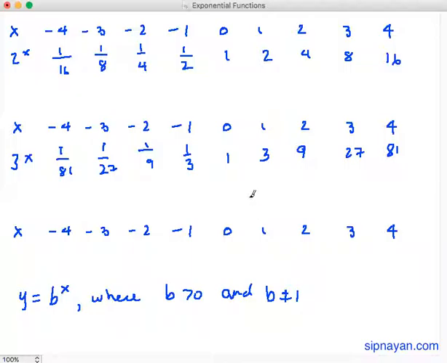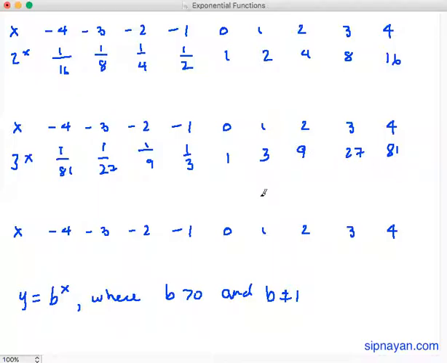Now, tignan natin. How does the function y equals 2 to the x compare to y equals 3 to the x? Tignan natin yung mga points. Both of them pass through 0, 1. So, ibig sabihin, magkakaroon tayo ng intersection sa 0, 1. Second, these are the numbers greater than 0. Pag kinumpare natin yung y values nila, mas malaki yung nasa 3 raised to x.